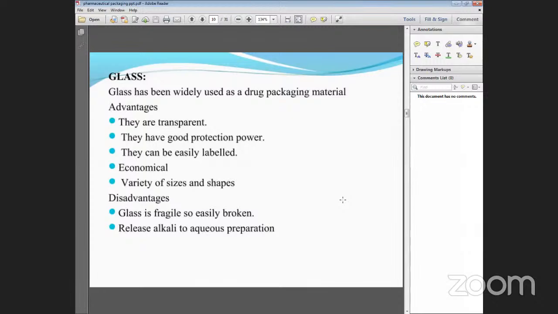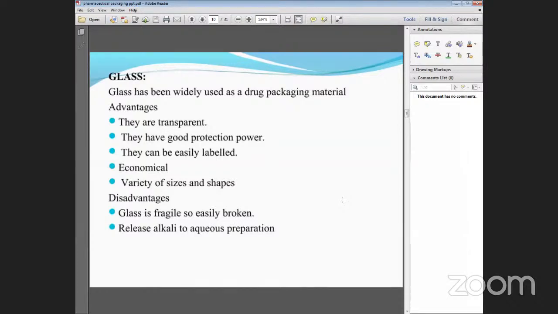They have good protection power. Glass can protect the medicine from being degraded. They can easily be labeled. Label means the written paper that is stuck onto the glass container from outside, where the details about the preparation are given. Economical, meaning the price is low. Variety of sizes and shapes, there are various types of sizes and shapes that you can see.